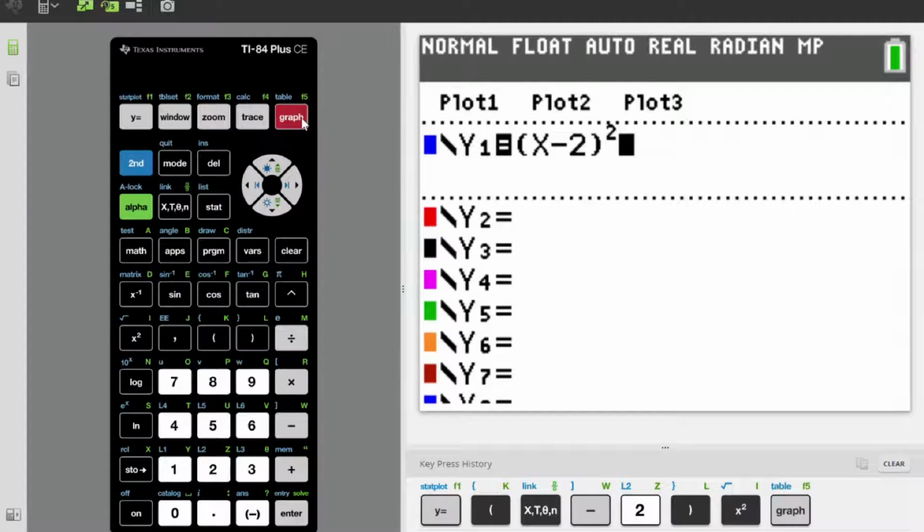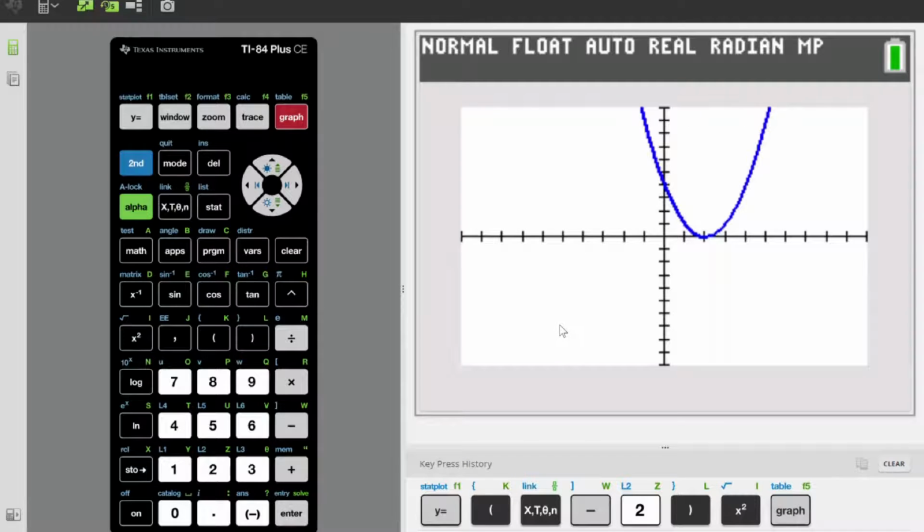So I'm going to hit graph. It's going to show me a quadratic, a parabola. I've been talking about domain and range on this one. Domain is all x values, so you can see that it's going to go eventually all the way to negative infinity and positive infinity. So the x values are all real numbers.